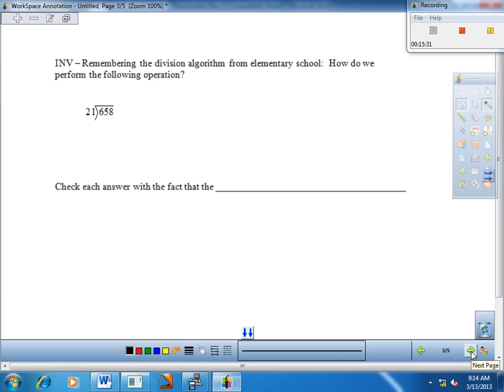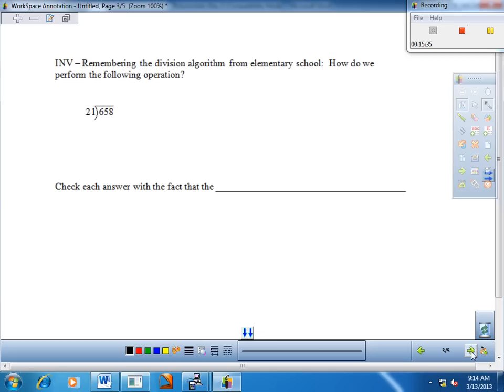So the last operation that we'll take a look at here will be division. And what I figured we would do is bring it back a little bit, go very concrete. So when we go abstract, we can just follow the same process and increase the level of difficulty. Okay, so let's do it. Investigation. Remembering the division algorithm from elementary school, how do we perform the following operation?